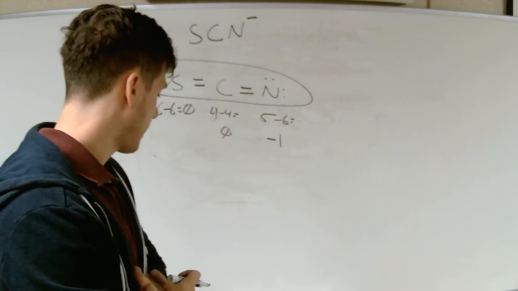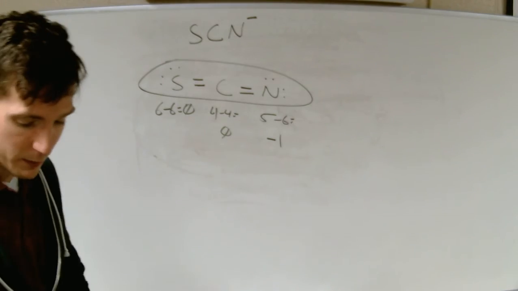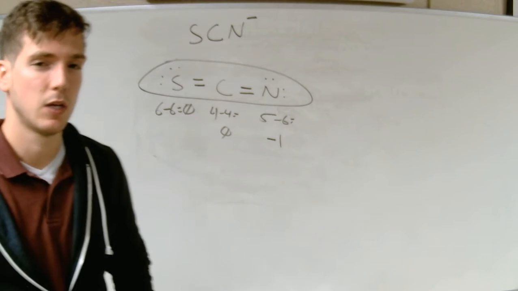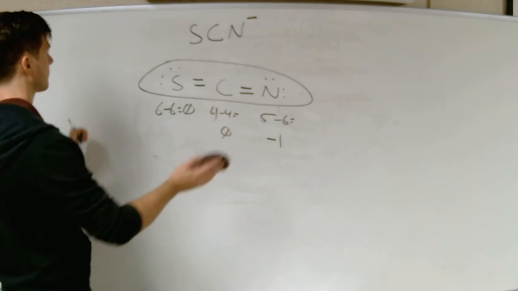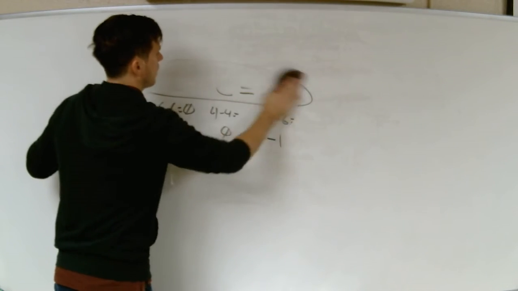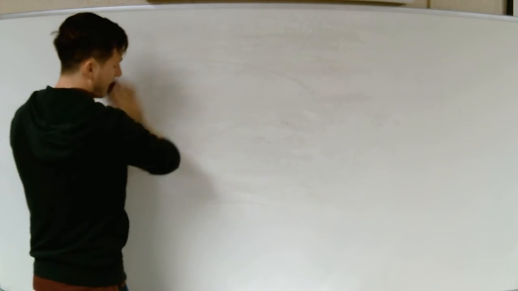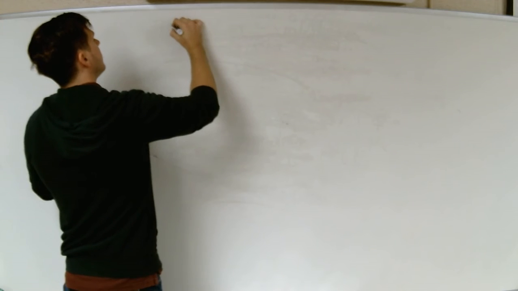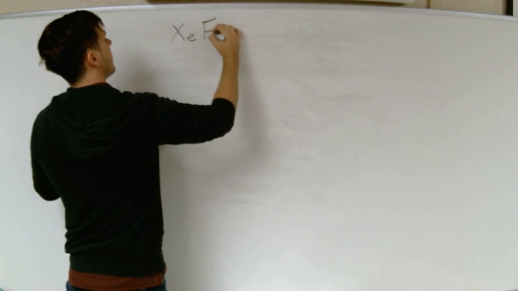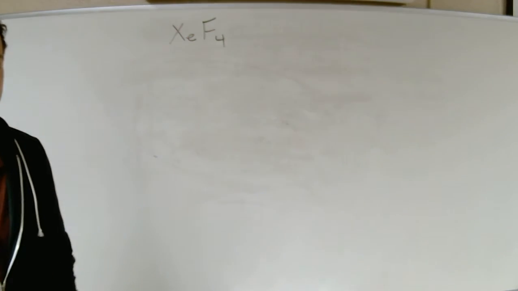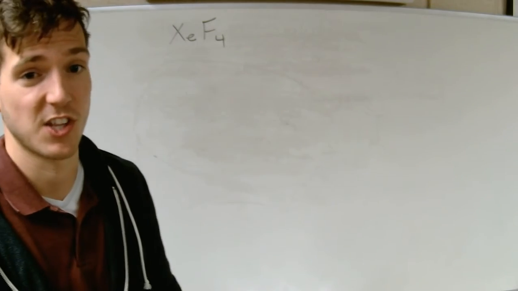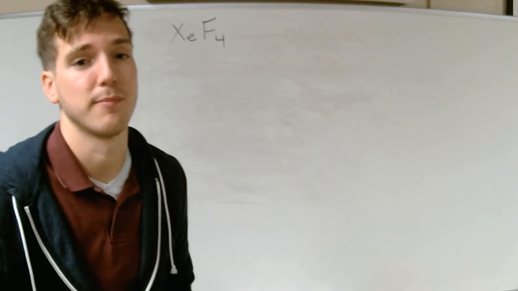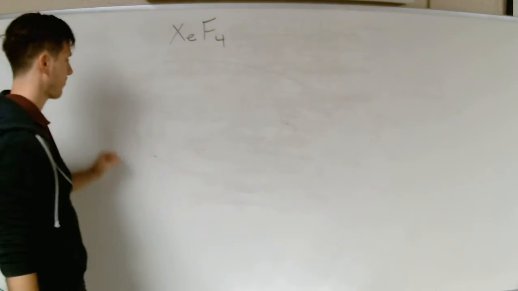Let's do one more, one that you'll see quite frequently, and then I will leave you with a challenge, and then we'll be done on formal charges. One that I happen to see all the time is XeF4. They love throwing xenon at you. Xenon is one that is just an electron hog. It loves to be surrounded by electrons. So let's just get started.